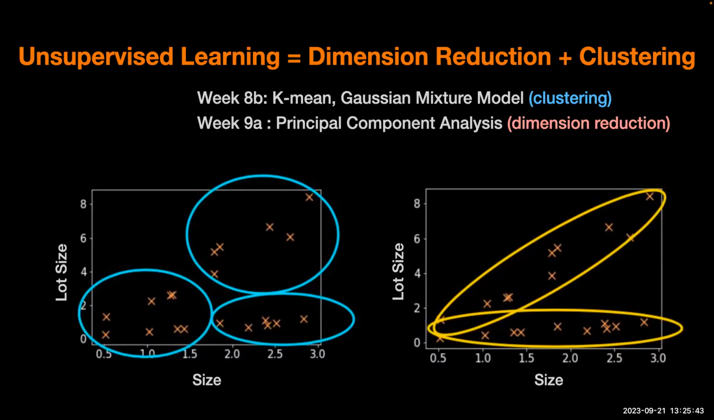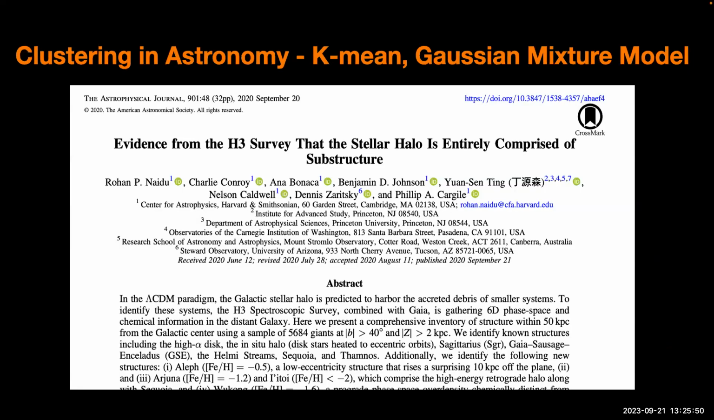We'll cover 2 basic techniques, for clustering and dimension reduction. And you shouldn't underestimate them, despite this being an introductory course to machine learning. It can really solve a large part of the problems in astronomy.